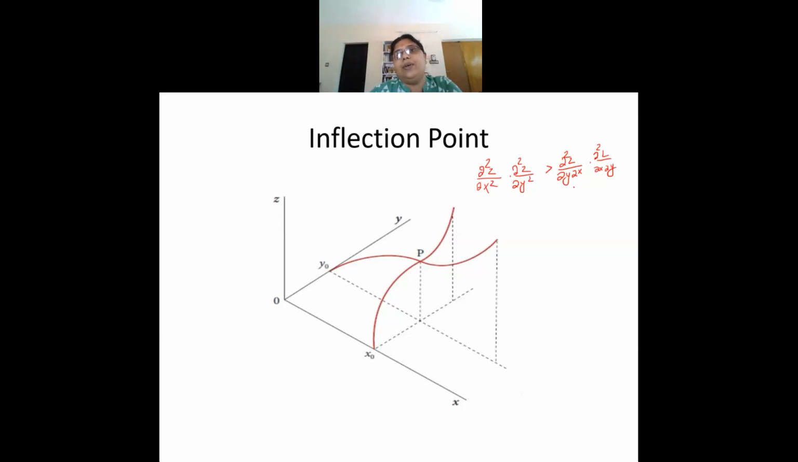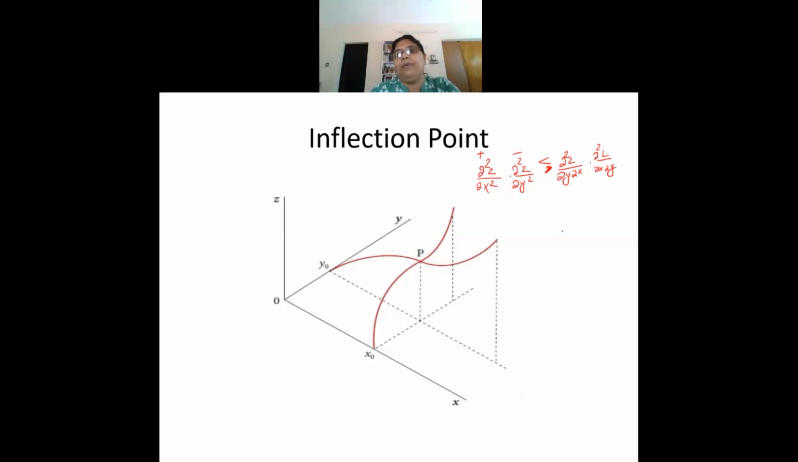Which means that you cannot state with certainty that the function is at its relative maximum or at its relative minimum. If this happens to be less than, instead of greater than, in that case there is either a saddle point or an inflection point. We have already examined the saddle point, where we have seen that these two would have different signs. That is, if ∂²z/∂x² is positive, then ∂²z/∂y² would be negative, or vice versa.